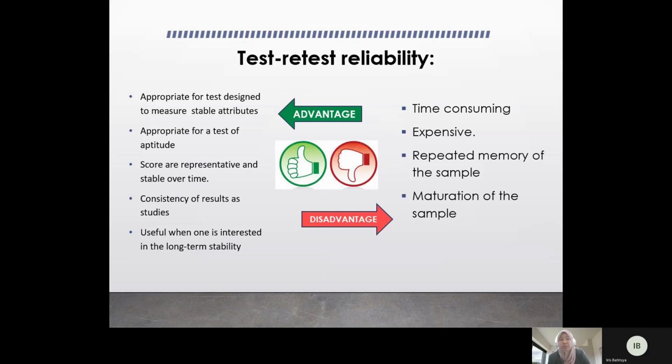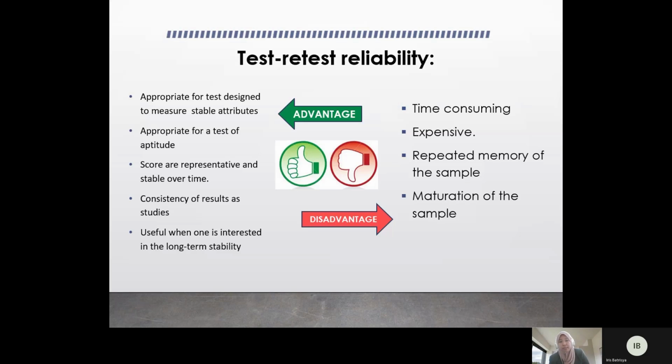The advantage of test retest, it is appropriate for the test designed to measure stability. It is also appropriate for the test of aptitude. Aptitude means kebolehan, seperti kebolehan mengeja, kebolehan membaca, kebolehan mengira. And then the score are representative and stable over the time. Actually, this is because all the sampel and item yang diuji adalah sama. Jadi, skor adalah stabil dan boleh dikatakan mewakili.